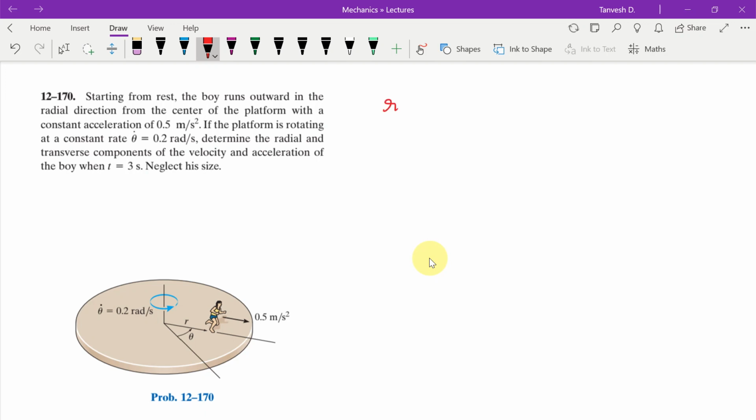So r double dot is given, because this acceleration is given, right? The acceleration along the radial direction, so that is your radial acceleration, which is r double dot, which is 0.5 meters per second square, and theta dot is given, theta dot is 0.2 radians per second, and at t equals 3 seconds we need to determine everything.